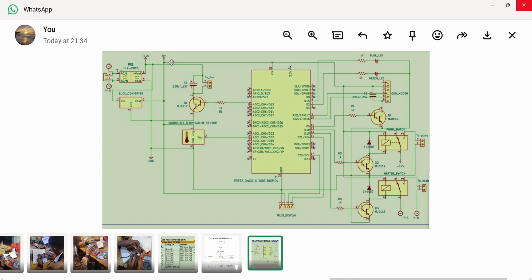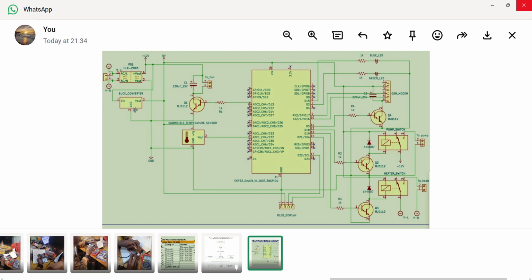Now here we have achieved our 12 volts. Our fuse also will be here. You see this stuff here? This is where our AC is. Now the AC will be converted to DC. When you convert to DC, you see here positive V out and negative V out. Negative V out will be connected to the ground.